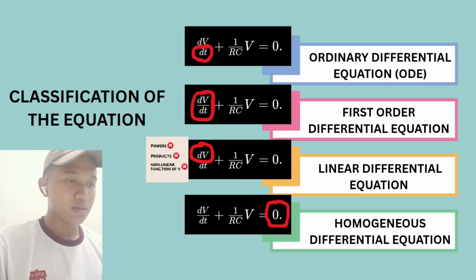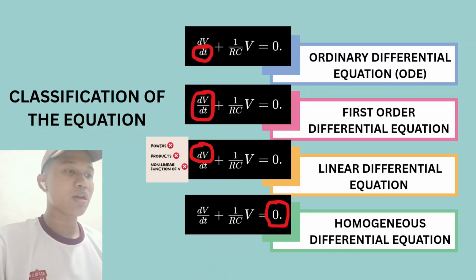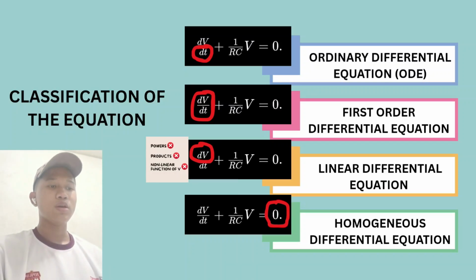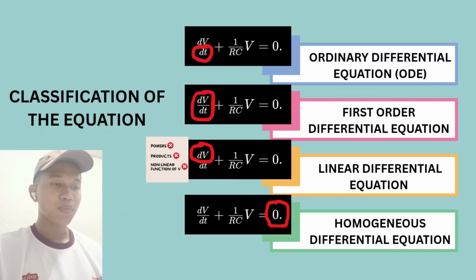Lastly, it's a homogeneous equation because it doesn't have any external input or constant term. The right hand side is equal to 0, meaning there's no external voltage source driving the circuit. That's all from me. Thank you.